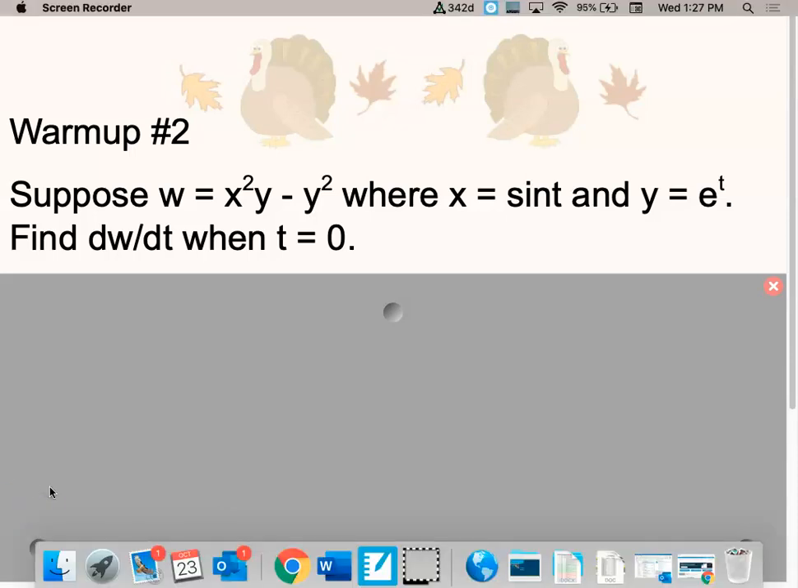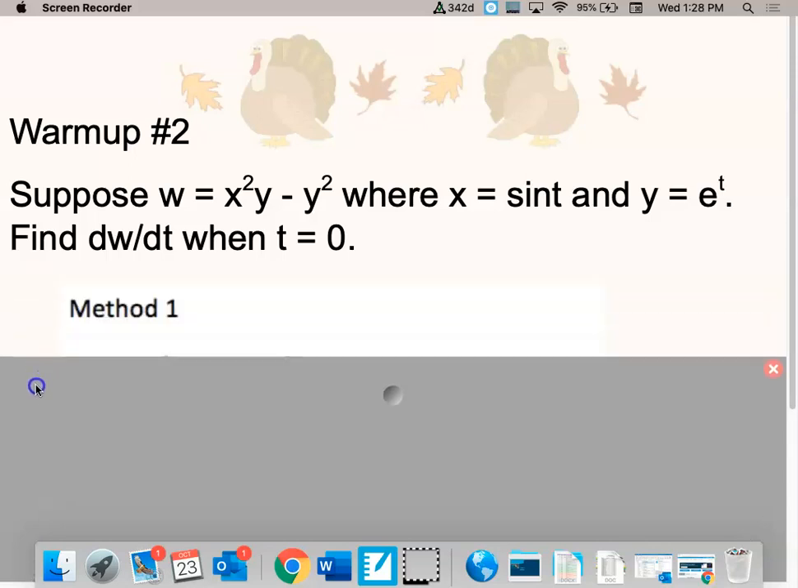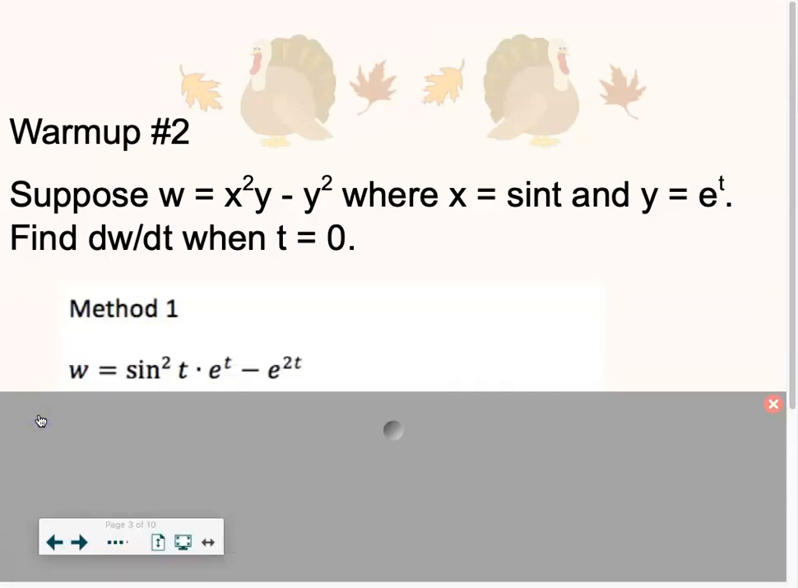So Michelle, tell me what you did. So right away I substituted x and y, like the values, into the w equation. I think that's what most people did. Is that what most people did? Yeah. Substituted in and then found the derivative. What rule did you have to use? Product rule. Product rule. Very good. Okay.